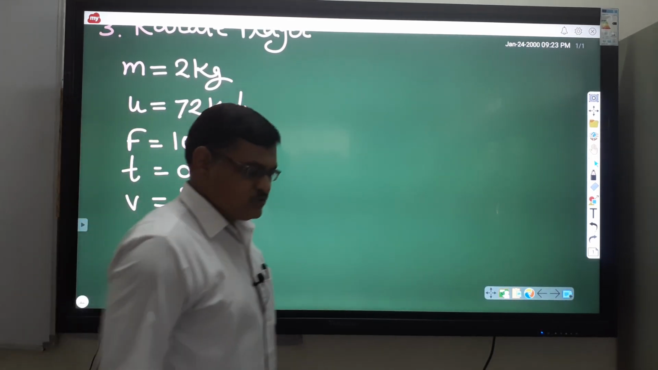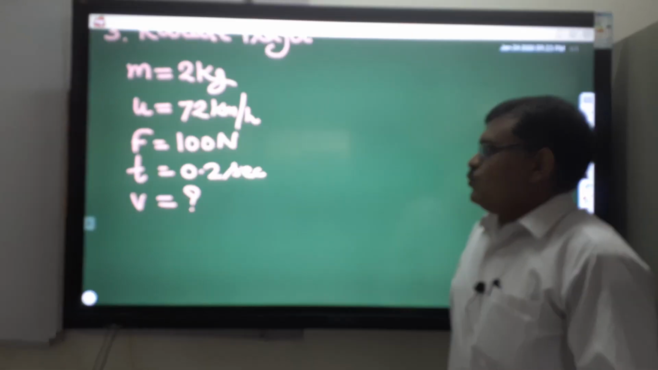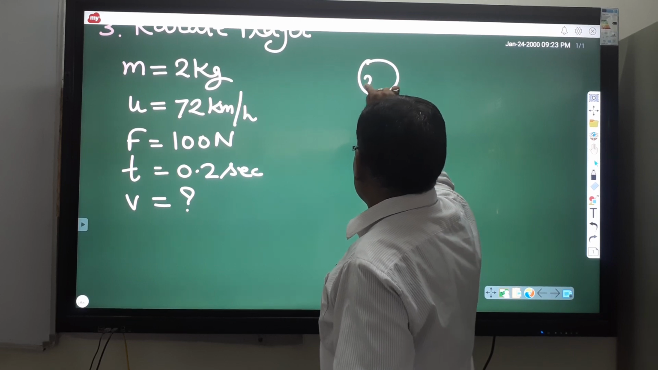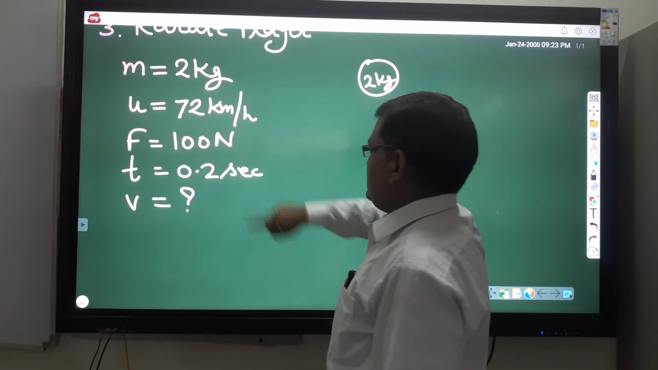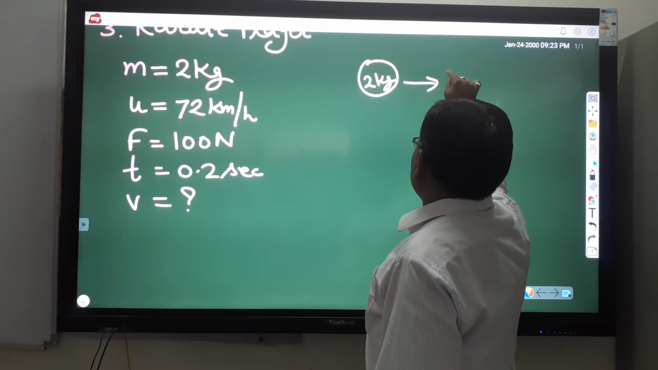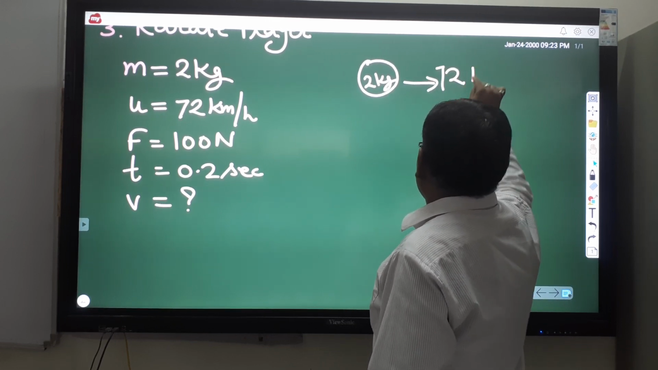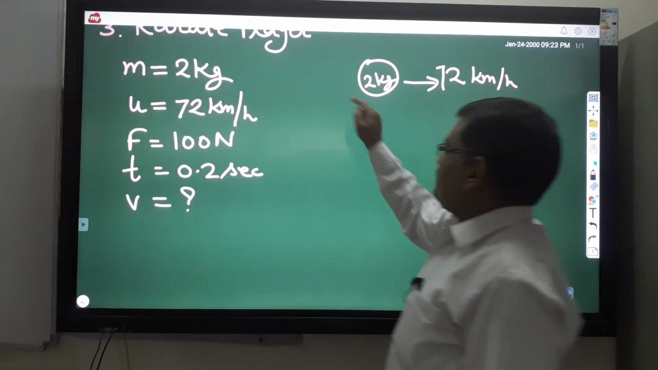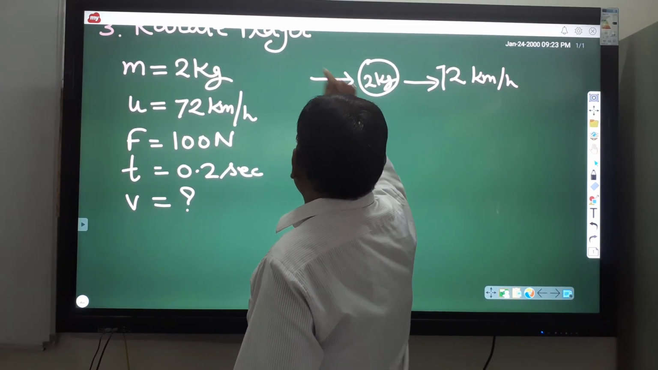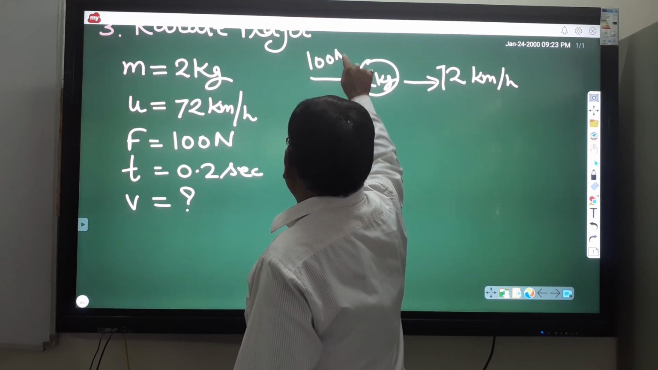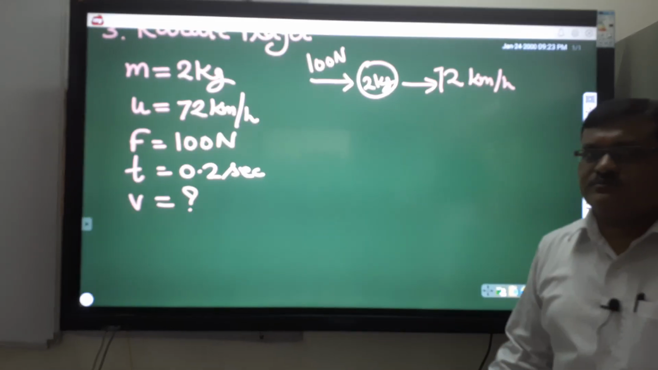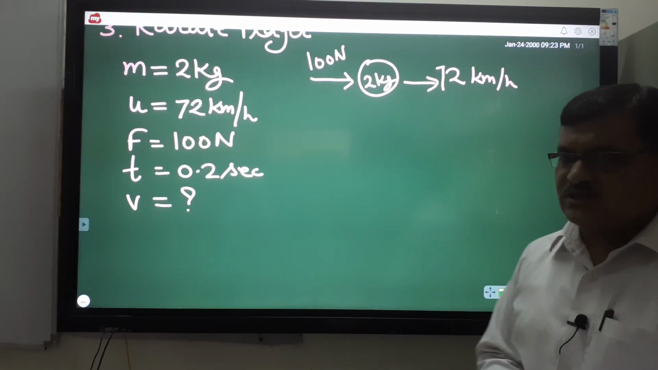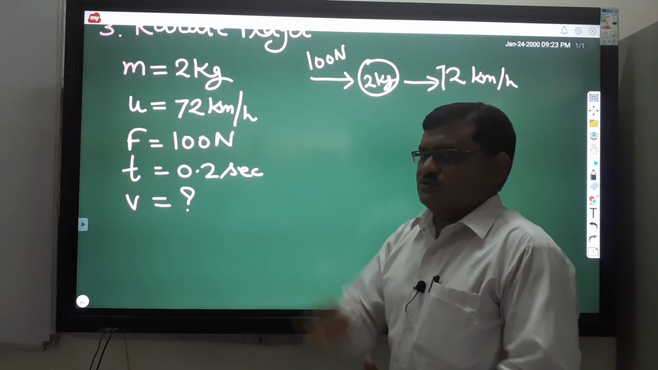I am repeating this numerical again. Suppose we have an object of mass 2 kg, and this is moving with initial velocity 72 km per hour. And if 100 Newton force is applied for very, very little time, is there a change in velocity? Of course, if force is applied, there is a change in velocity. So, you need to find the final velocity.